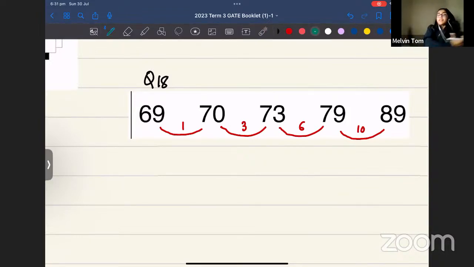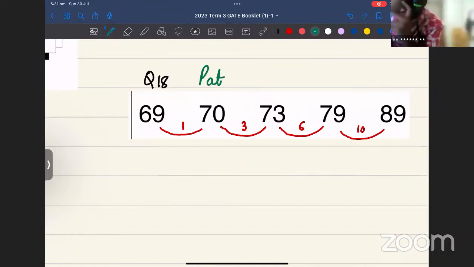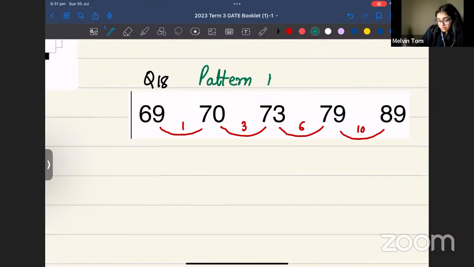Now, this is another pattern inside a pattern. Let me write this down. Pattern inside a pattern.